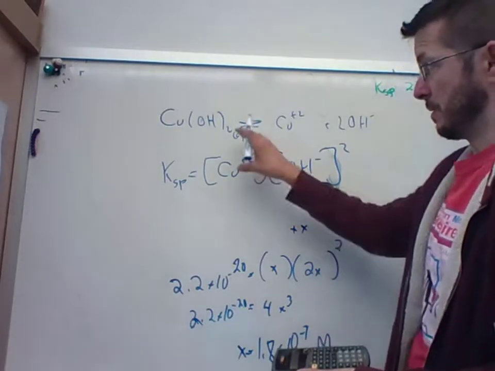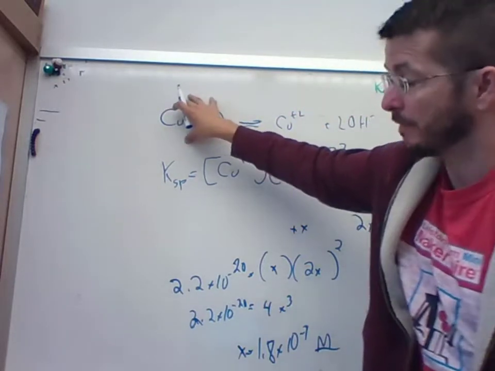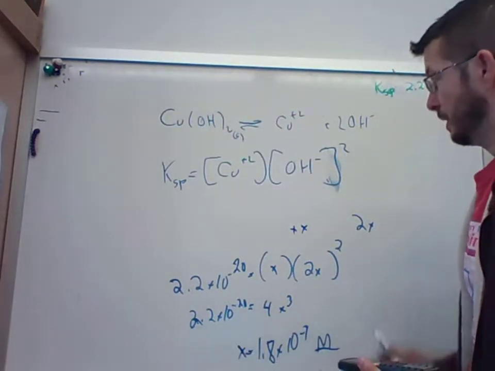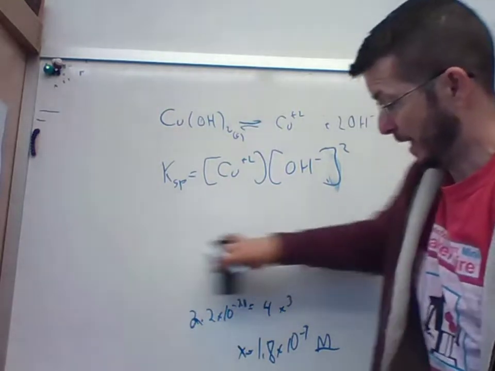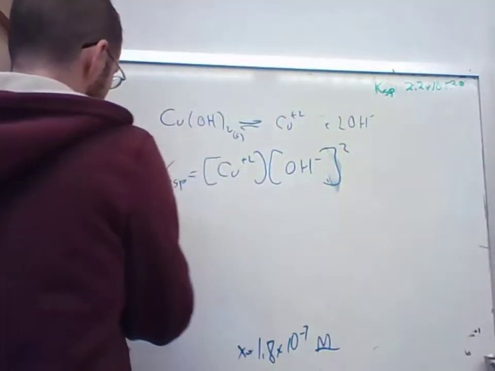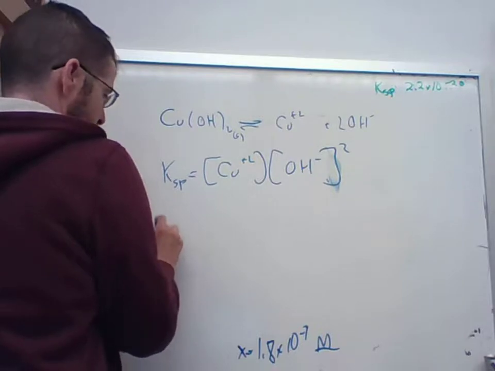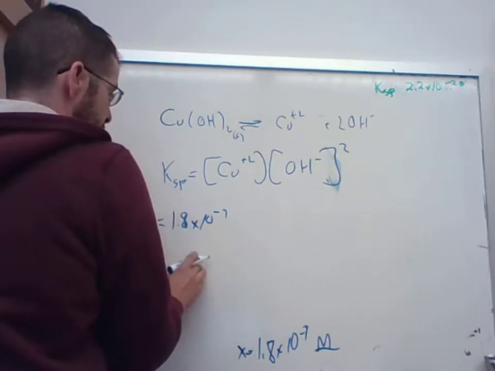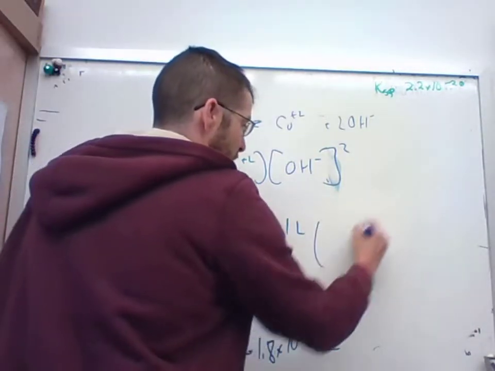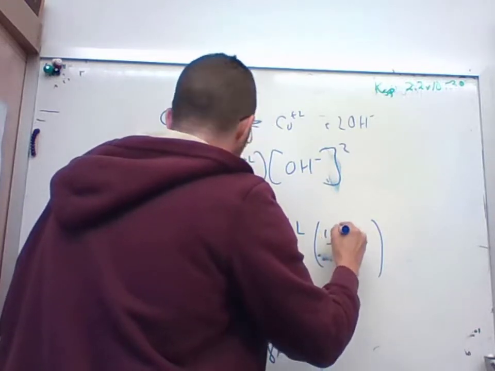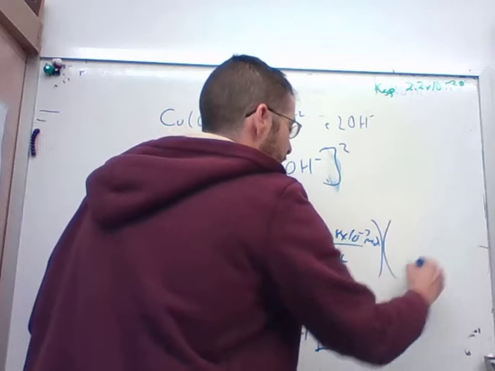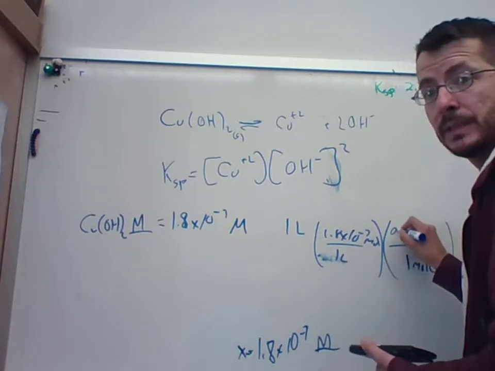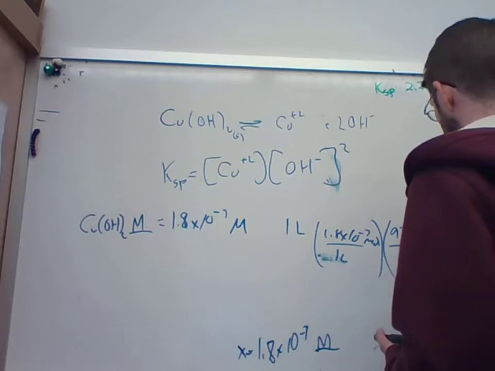It turns out that for every 1 mole of copper 2 plus, that means 1 mole of copper hydroxide has dissolved. And so that molarity can be converted into grams per liter. So the molarity will be equal to 1.8 times 10 to the minus 7 for the copper hydroxide. Well, if we had 1 liter, that's 1.8 times 10 to the minus 7 moles of copper hydroxide, and for every 1 mole of Cu(OH)2, that's equivalent to 97.5 grams of Cu(OH)2.